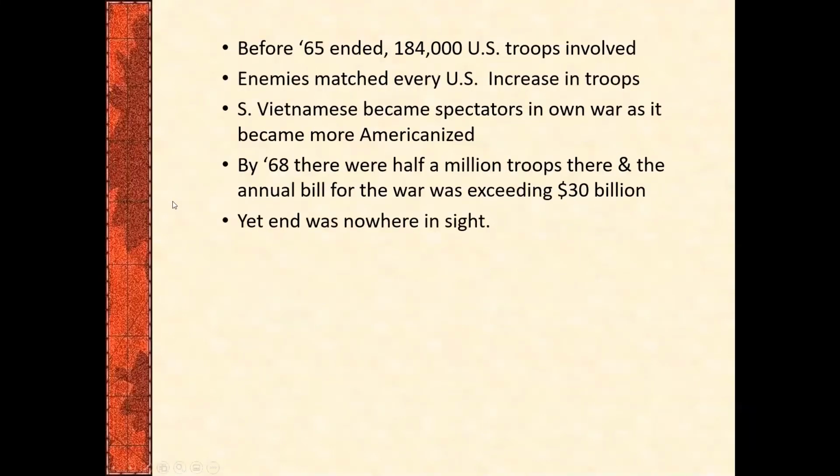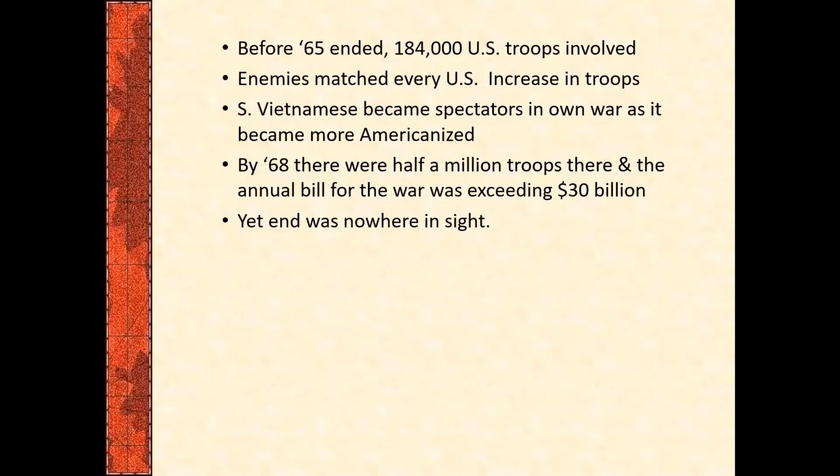And so by the end of that year, in 1965, the United States had committed 184,000 troops to fighting in Vietnam. And as the United States increased its troop counts, so did the North Vietnamese. And so it was increasingly becoming an American war. The South Vietnamese were just standing by and kind of watching. And then fast forward a few years later, by 1968, the United States troop levels were sitting at 500,000, and the annual bill of the war was costing us $30 billion. Despite this, there was not an end anywhere in sight. And so that foreshadows what this means for Johnson in a couple of years.